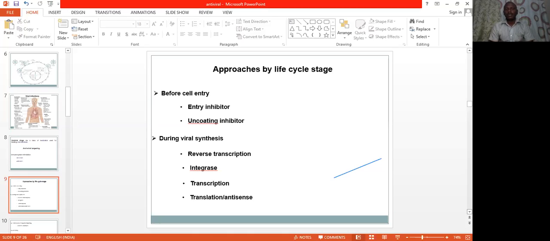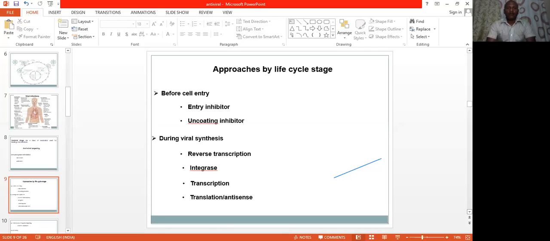Under that, one such condition is entry inhibitors and uncoating inhibitors. These are the two classes of drugs you can use before the virus enters the cell, before binding to the cell, or before fusing the virus into the cell. Still, we do not have entry inhibitors, but we have uncoating inhibitors in the market.